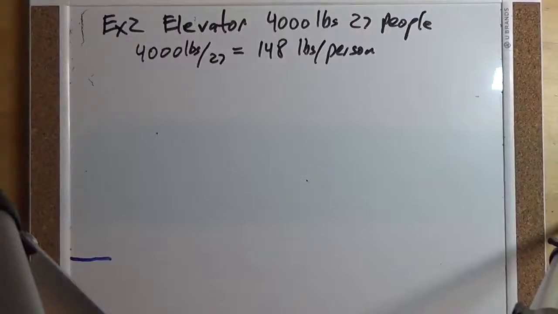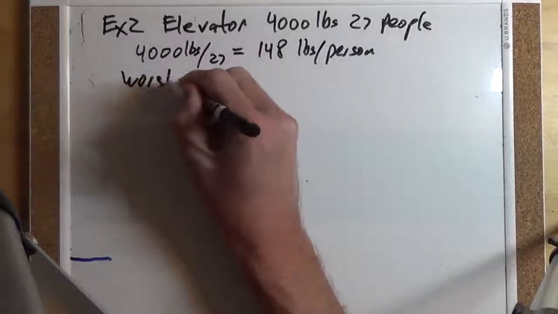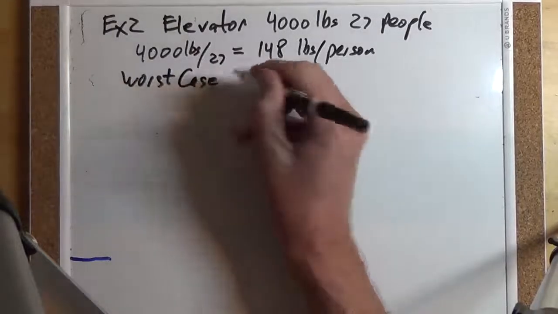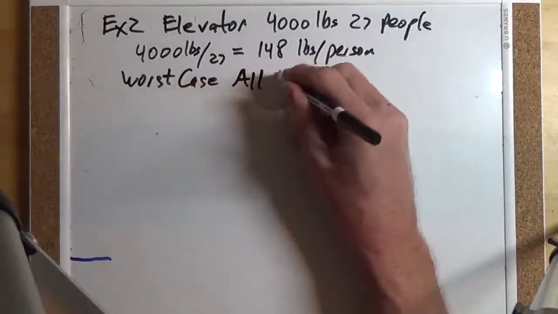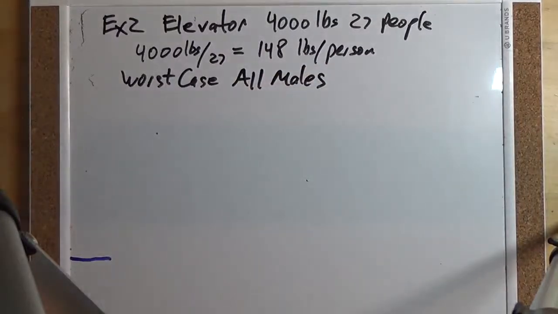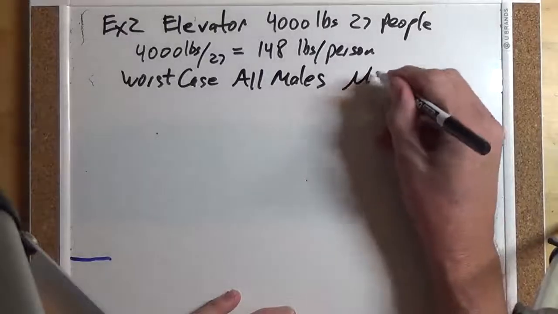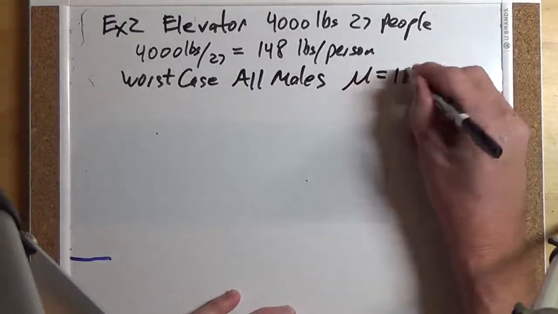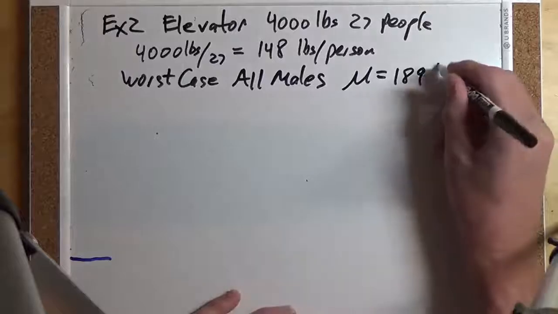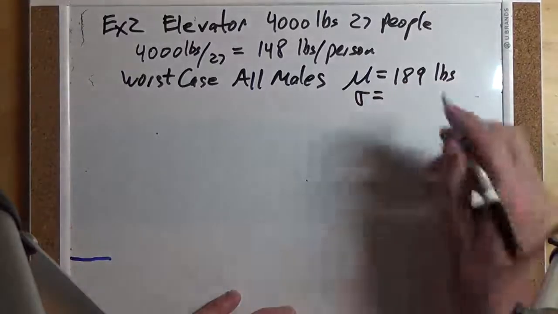Well, we're going to look at a worst case scenario. What if it's all males? You know, bigger than females, right? Now, we know that with males, in previous problems, if you read, the mean weight of the male population is 180 pounds with a standard deviation of 39 pounds.